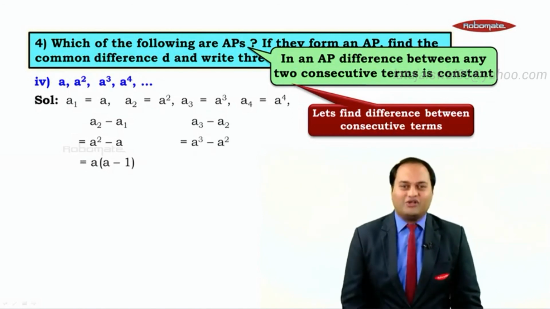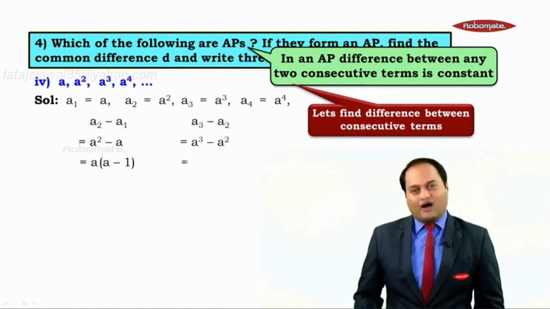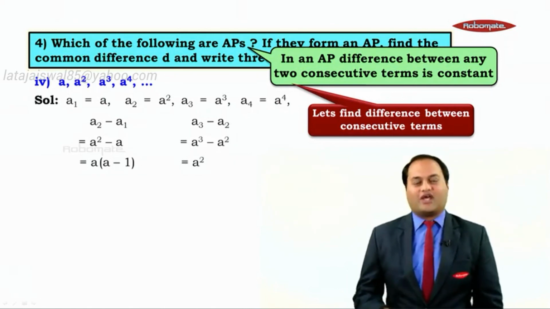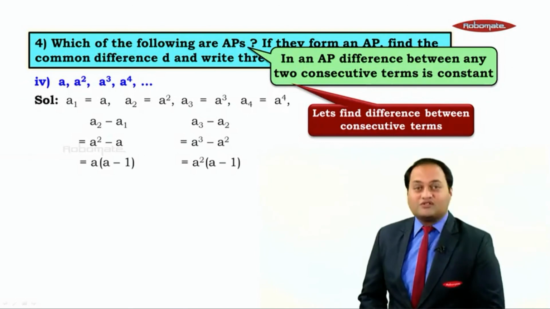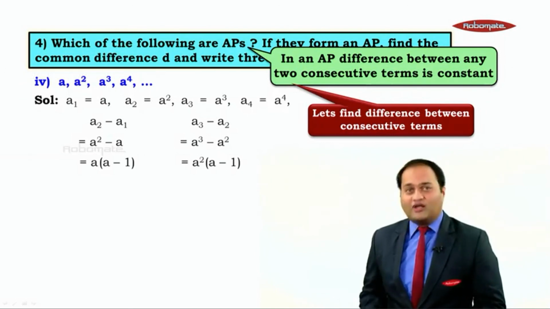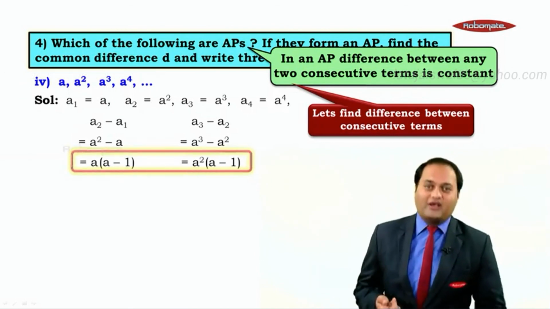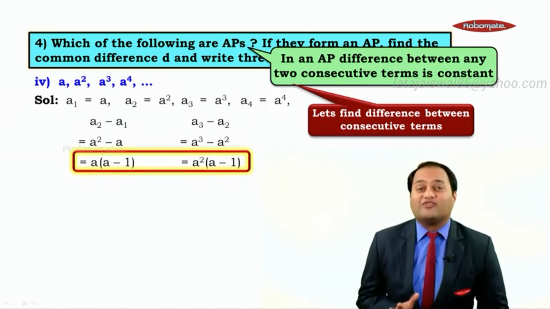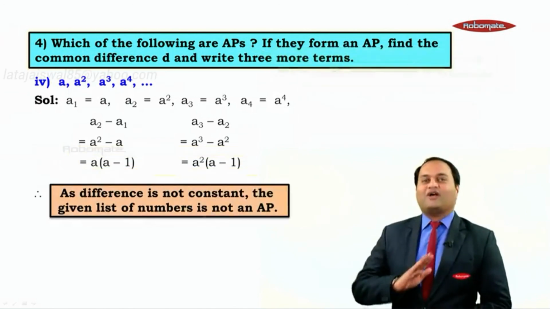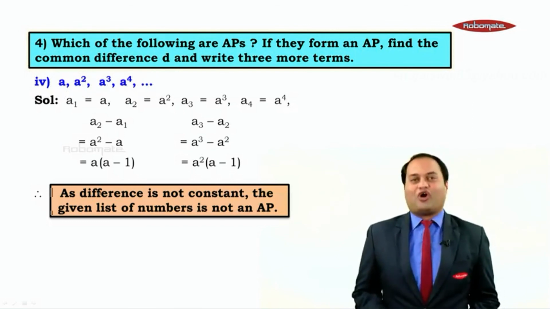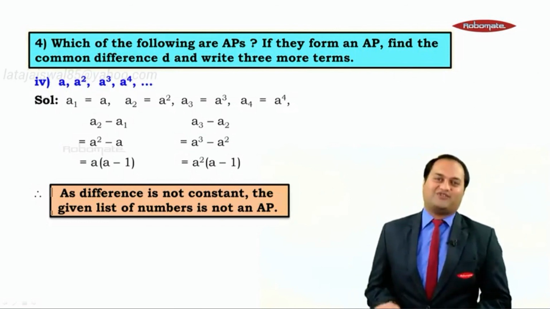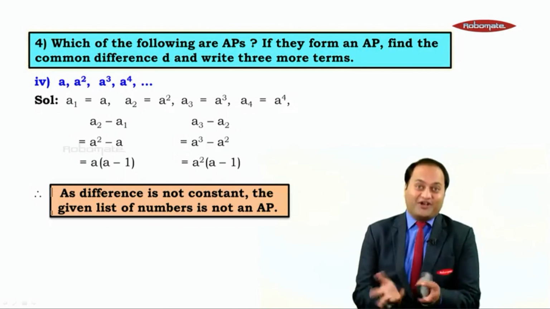A3 minus A2 will be A cube minus A square. Again, A square is common this time. In the bracket, you have A minus 1. So the first difference was A into A minus 1. The second difference is A square into A minus 1. Are the differences same? No, they are not. Hence, it is not an AP. And because it is not an AP, there is no common difference. So you cannot find the next three terms. Simple. Good, it is not an AP, right?